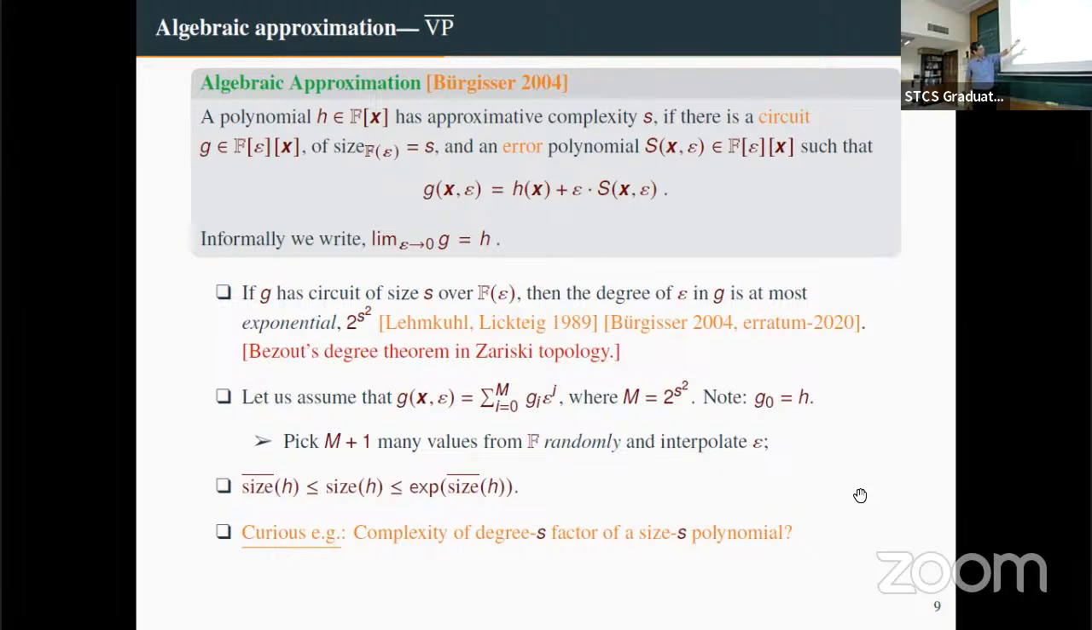So what Bürgisser showed was that if you only focus on small degree factors, degree-f factors of a polynomial which has a size s circuit and 2 raised to s degree, these small degree factors are possibly also easy. This is what he showed. So easy, we obviously conjecture it to be in VP, but that's an open question. Bürgisser showed it in VP bar. So this is a kind of practical problem which approximative complexity solves.